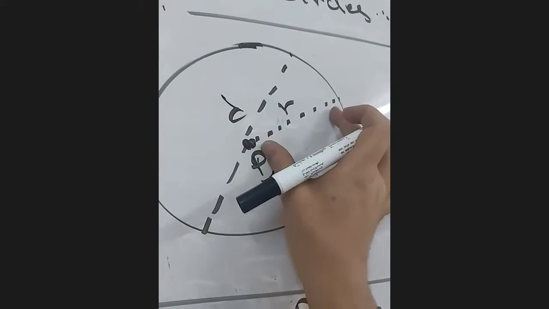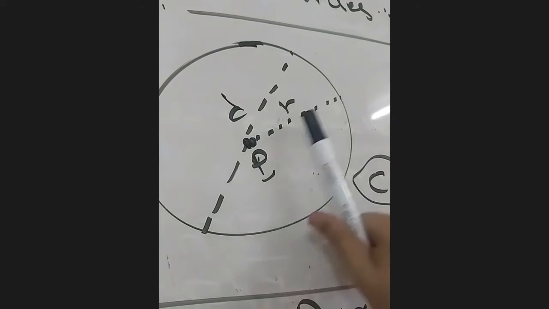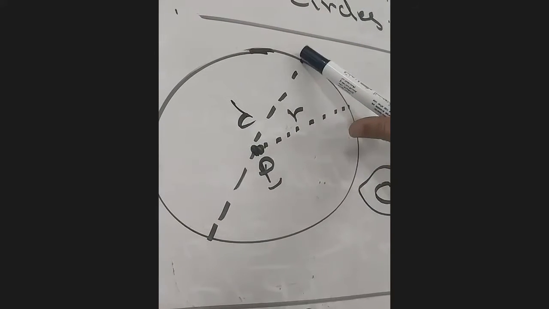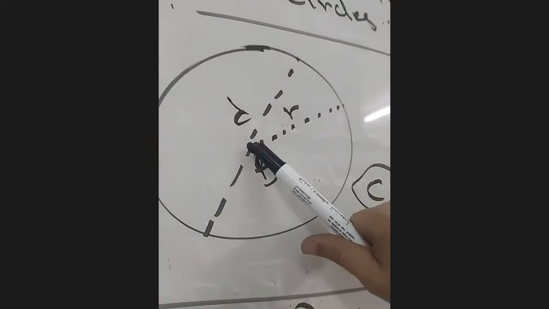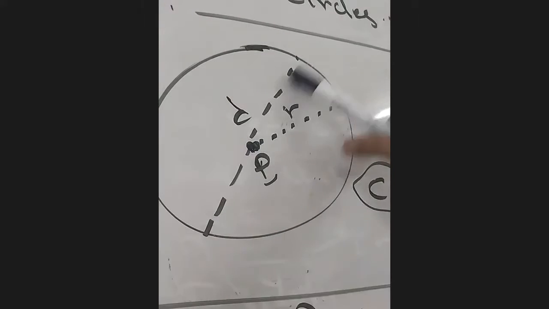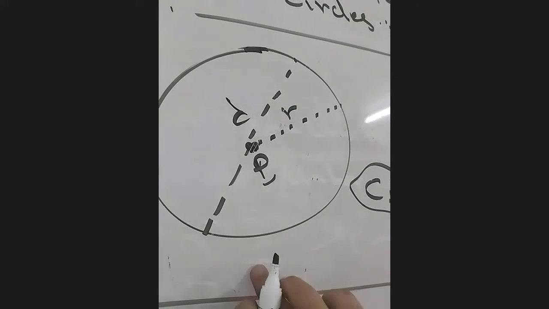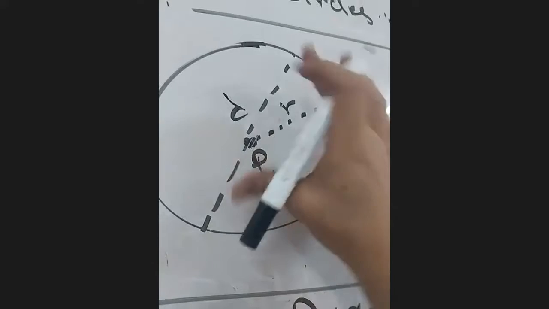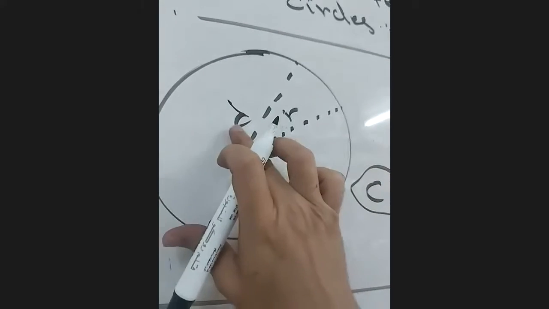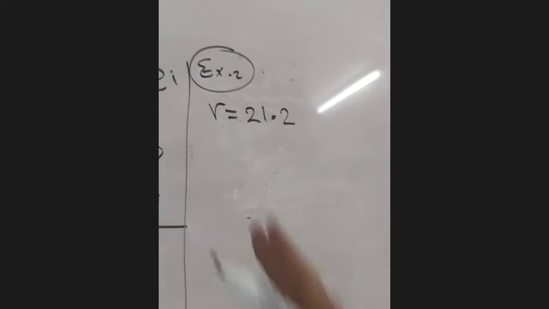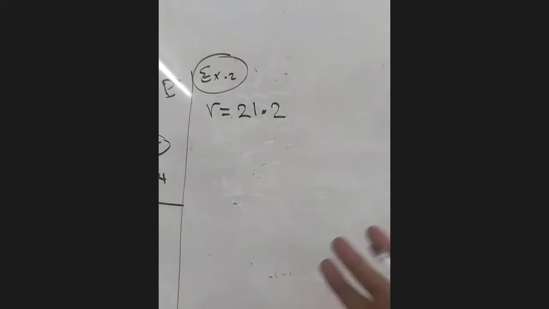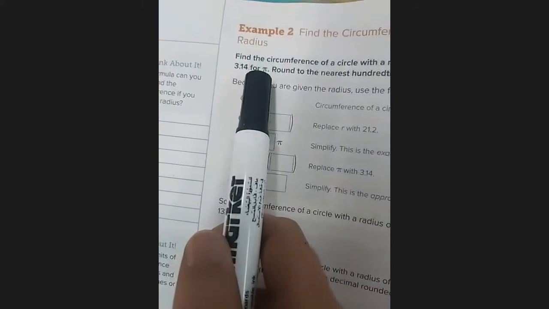The radius is from the center to the circle. But from the circle to the circle, passing through the center, we call it what? Diameter. Okay, so this is the radius, this is the diameter. Now the radius is given and we want to find the circumference. Continue reading the question. Use 3.14 for pi.